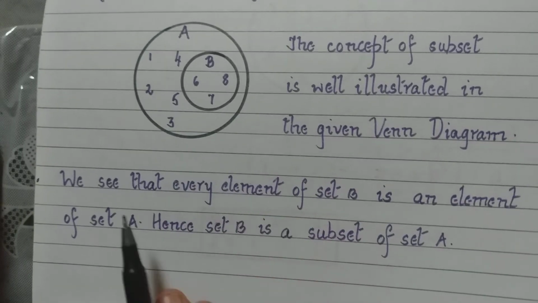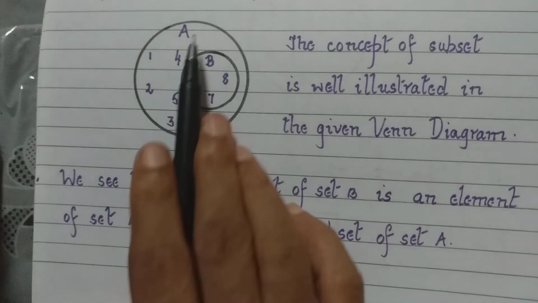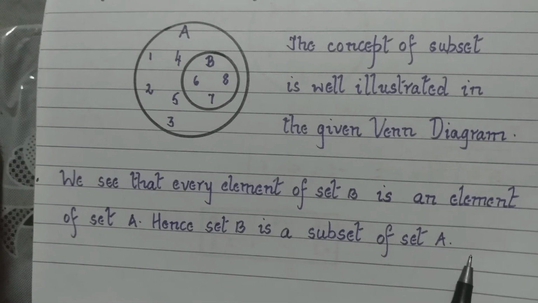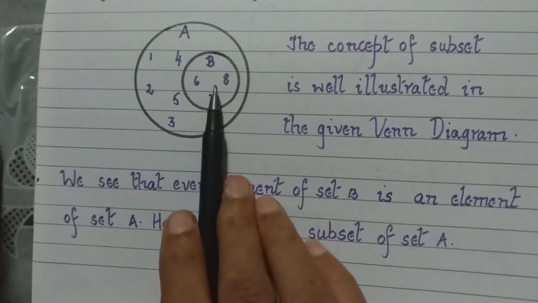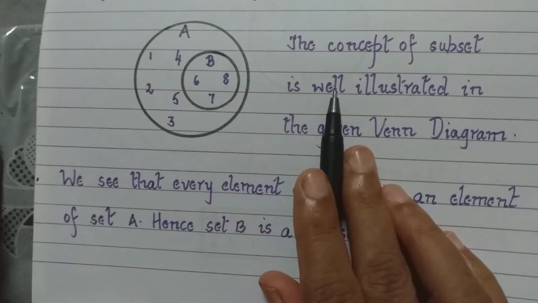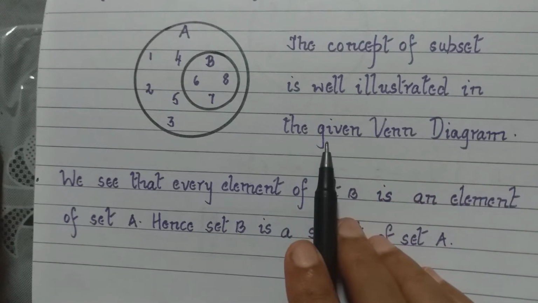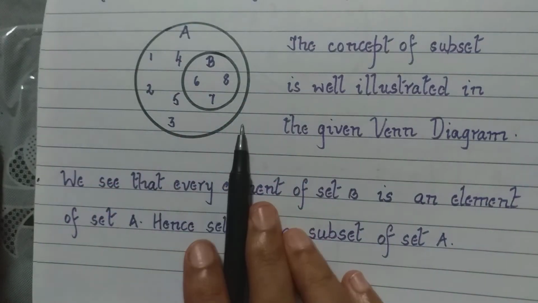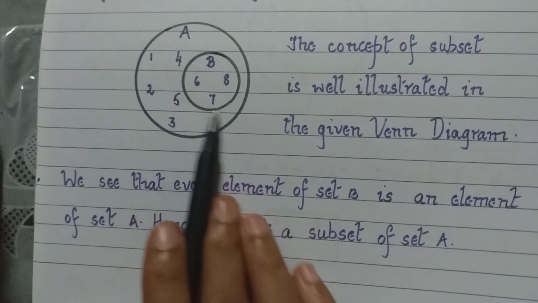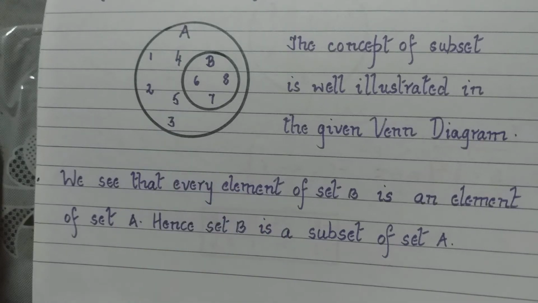So what are they saying here? We see that every element of set B is an element of set A, hence B is a subset of set A, because all these elements of set B are elements of set A also. What else are they saying? The concept of subset is well illustrated in the given Venn diagram. You can see that because set B is a part of set A, set B becomes the subset of set A.